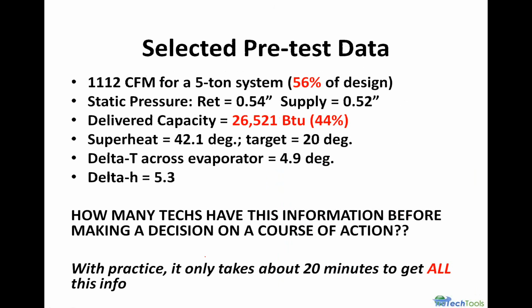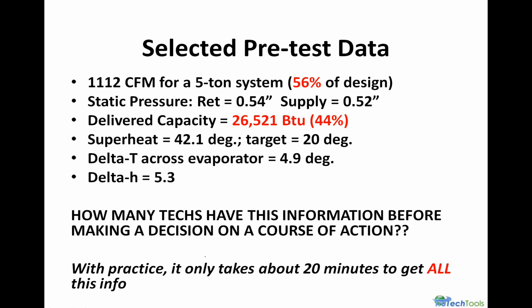Well, for starters, this 5-ton system had extremely low airflow. It's running 0.54 static in return and 0.52 in supply. So it's running over an inch of total external static pressure. The system is rated at ½ an inch external static pressure. That's a huge, huge problem. The biggest thing it came to is a blower could not overcome a poor duct design. So we had a delivered capacity of about 26,521 BTUs. So we got a 5-ton system that's putting out about half of what it's supposed to.